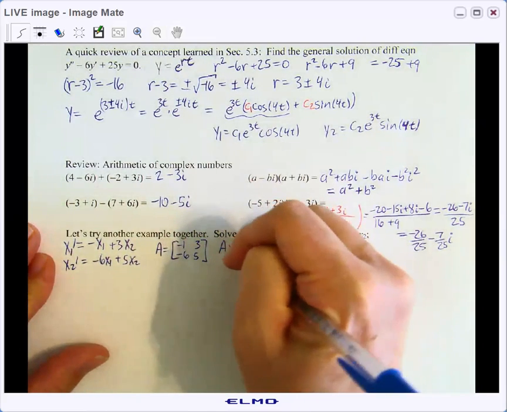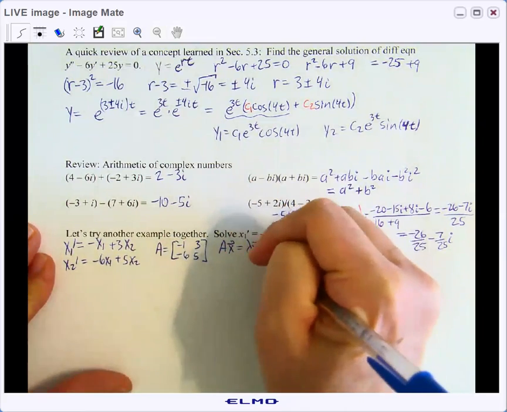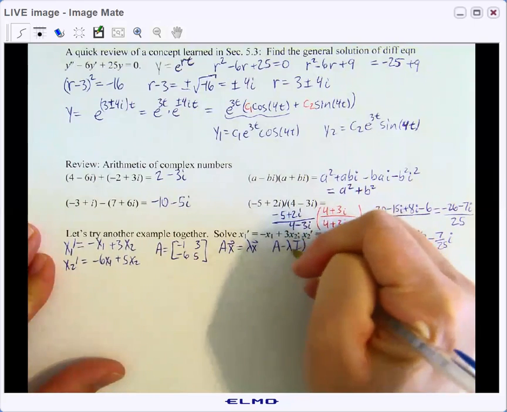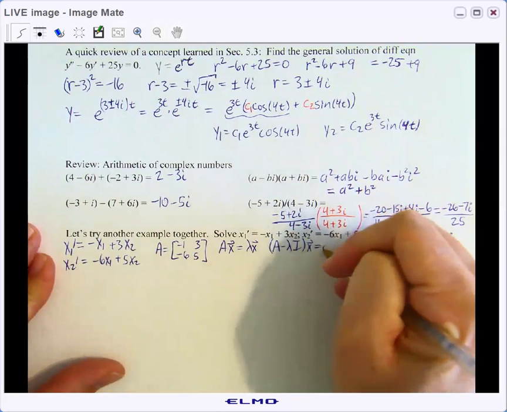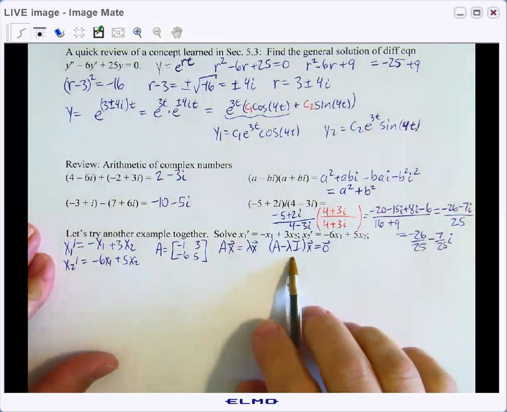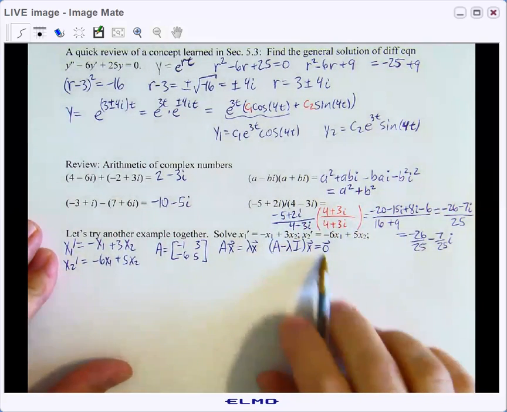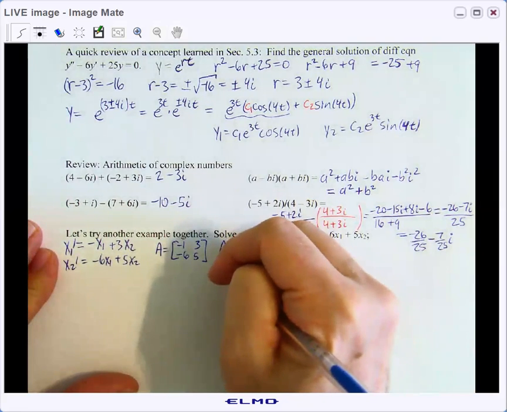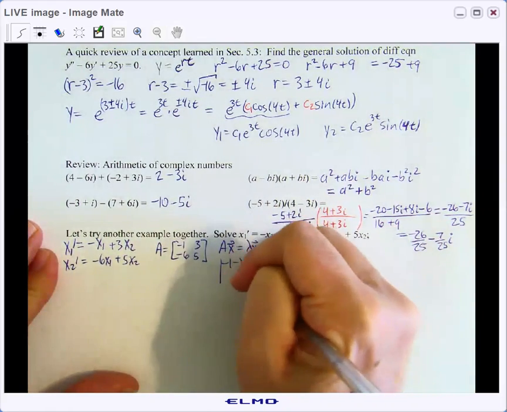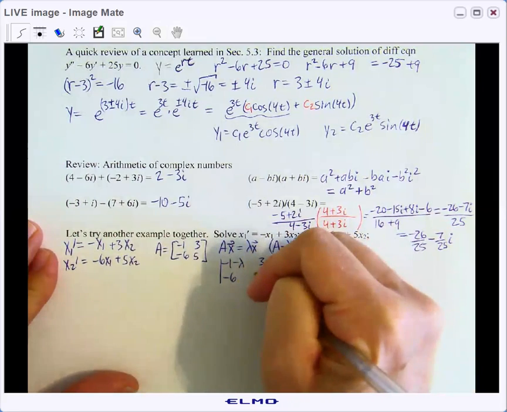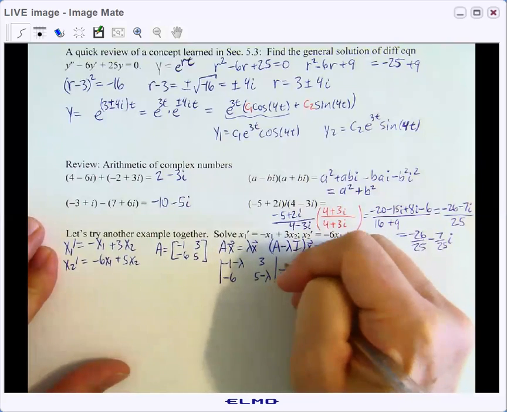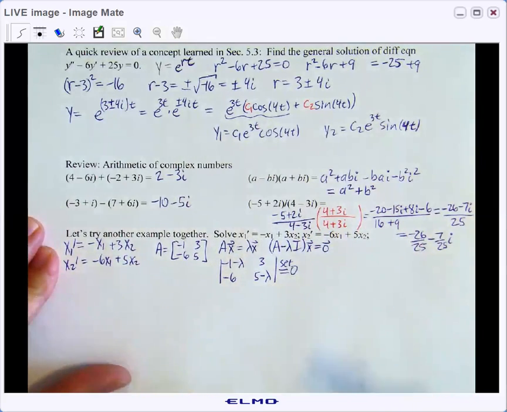So once again, to find eigenvalues, we need Ax equals lambda x, which after a couple of baby algebra steps is A minus lambda I times x equals the 0 vector. But to find the eigenvalues that work, so we can then find the eigenvectors, we need to find the non-trivial solutions to this. So we need the A minus lambda I matrix. So that would be -1 minus lambda, 3, -6, and 5 minus lambda. We need to take the determinant of that and set it equal to 0 to get our characteristic equation.